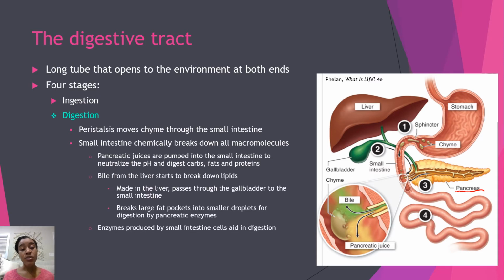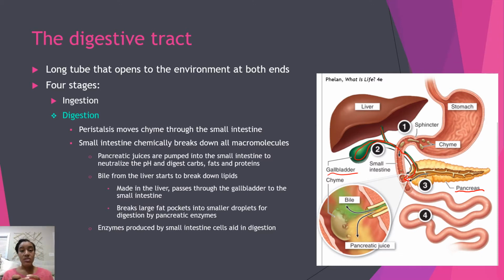We also have bile that originates from the liver that helps with the breaking down of lipids. So bile is also what causes your feces to be brown. So the bile will come from the liver and it'll go to something called the gallbladder, which is here. And then from the gallbladder, it will travel through ducts to the small intestine. And in the small intestine, the bile helps to break down large lipid globules into smaller, more manageable pieces that the pancreatic juices can actually break down.